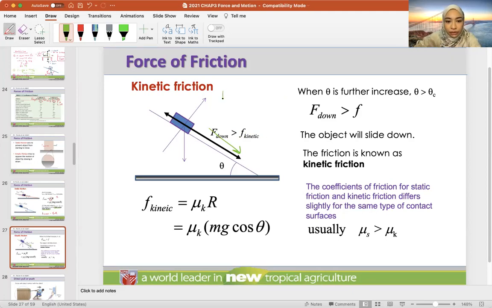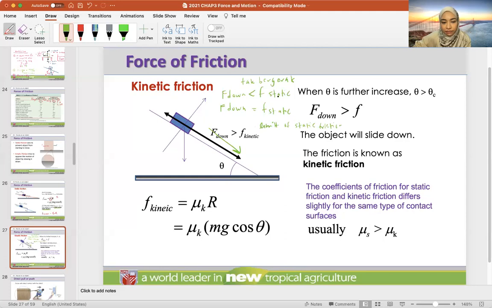Mula-mula tadi F down less than F static. Yang ni dia tak bergerak. Kan? And then F down equal to F static. Kat sini dia tak bergerak lagi, tapi dia dah sampai limit dia. Dia macam nak gerak tapi tak gerak lagi. Dia dah sampai limit dia lah. Limit nak gerak. Limit of static friction lah. Limit of static friction.